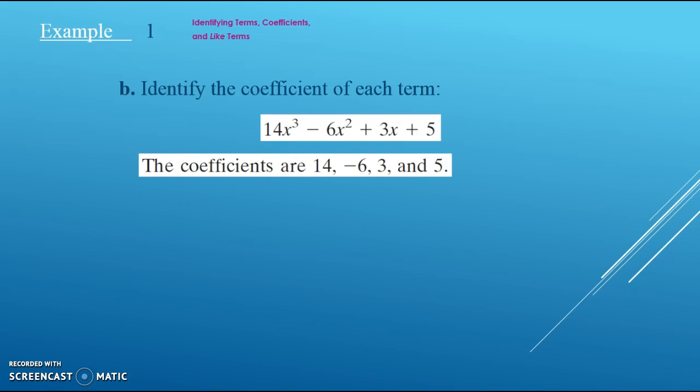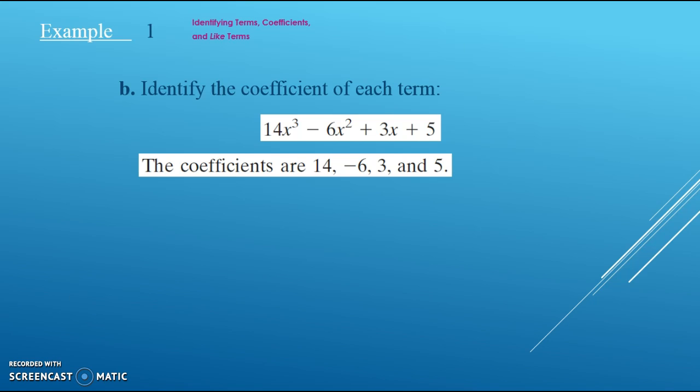Now, the coefficients of each of the terms of the expression: in this case, the first term has a coefficient of 14. The second term has a coefficient of minus 6, excuse me. The third one has a coefficient of 3, and the last one has a coefficient of 5. So being able to identify those things is going to be very important as you go through this particular chapter.